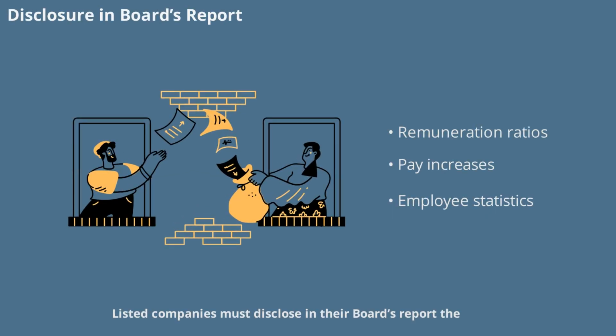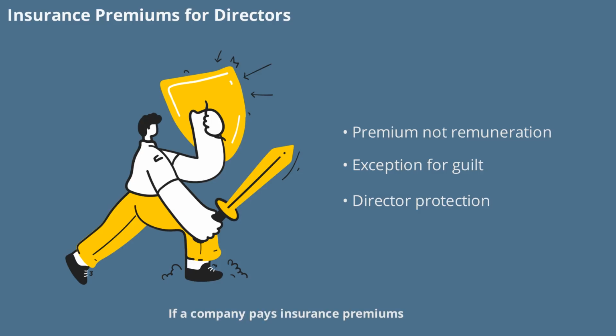Listed companies must disclose in their board's report the ratio of each director's remuneration to the median employee's pay, percentage increases, number of employees, and other details. This promotes transparency and accountability in executive compensation. If a company pays an insurance premium to indemnify directors or KMP against liability, the premium is not treated as remuneration unless the person is found guilty of negligence or breach of duty. This protects directors from personal financial risk while acting in good faith.